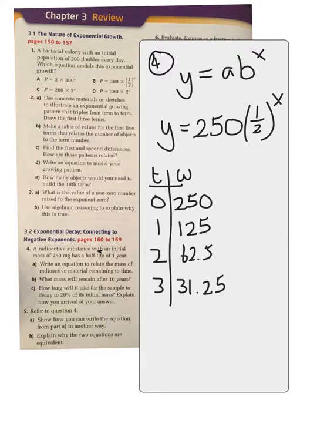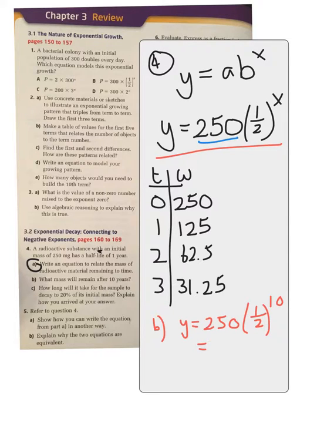Write an equation for the formula, there it is. What will the mass be after 10 years? Well, you've got to substitute 10 in, so y equals 250 times 1/2 to the power 10. And you work that out on your calculator. How long will it take for the sample to decay to 20% of its initial mass? Well, if it starts at 250, 20% of that is 1/5. So we want to find out what time when it's 1/5 of 250. And you need a calculator for that.